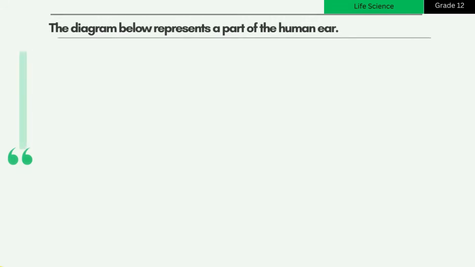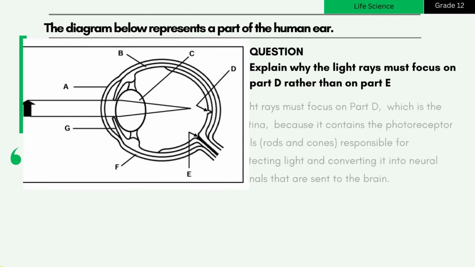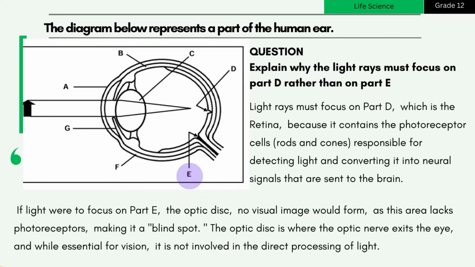Question. Explain why the light rays must focus on Part D rather than on Part E. Light rays must focus on Part D, which is the retina, because it contains the photoreceptor cells, rods and cones, responsible for detecting light and converting it into neural signals that are sent to the brain. If light were to focus on Part E, the optic disc, no visual image would form, as this area lacks photoreceptors, making it a blind spot. The optic disc is where the optic nerve exits the eye, and while essential for vision, it is not involved in the direct processing of light.